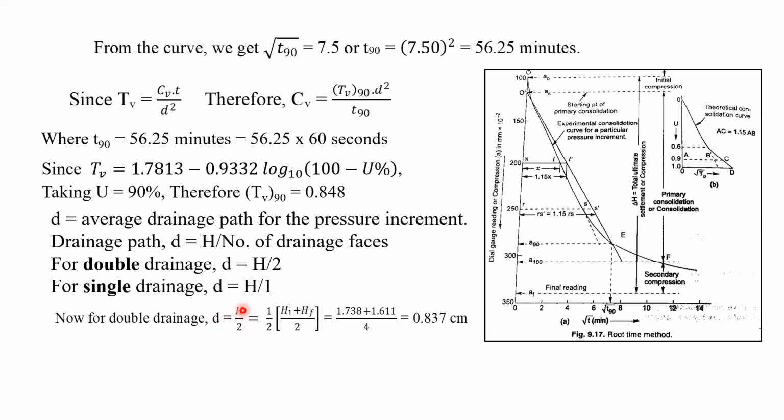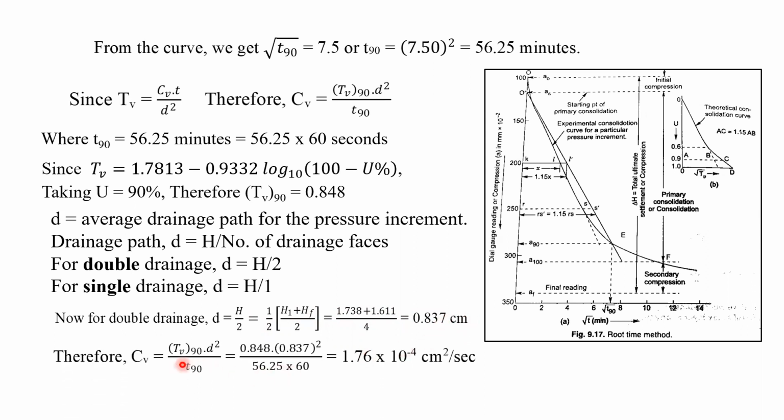And H, what is the H? Suppose whatever the sample we have taken, let us take the example. The initial thickness of the sample is 1.738 centimeter, and the final thickness, that means after the 24 hours test, is 1.611. Then we shall divide by 4. This will be equal to 0.837.